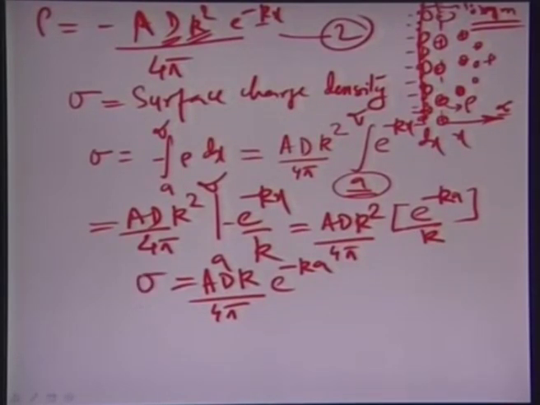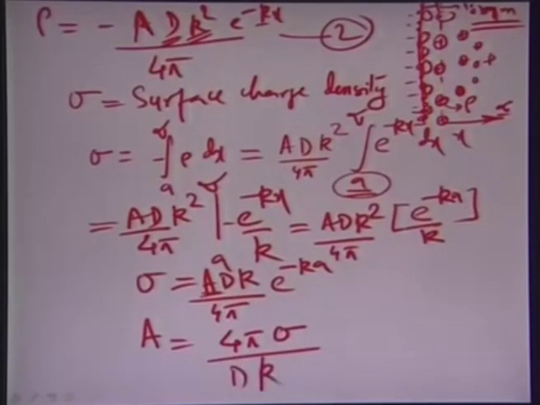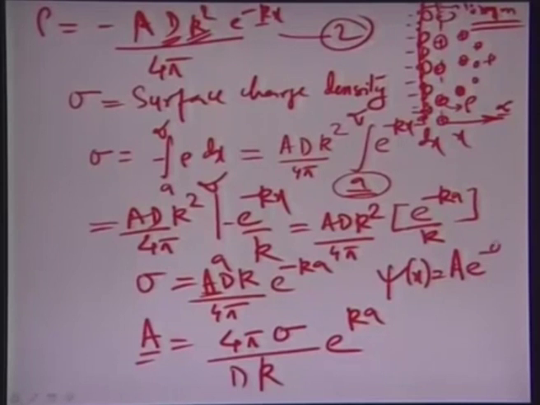by looking at the surface tangency sigma, the value of A, the coefficient in the solution of the Poisson's equation. So, A here would be represented as 4 pi sigma divided by D k and e to the power of k a. Okay, that is how A can be represented, and essentially the potential function phi of x, which is also A e to the power of minus k x, becomes 4 pi sigma by D k.